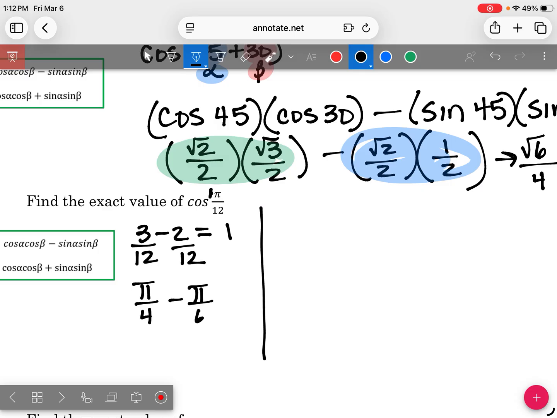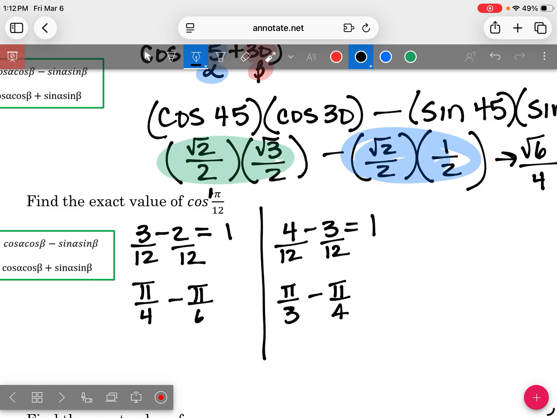If you don't want to do 3 minus 2, you could do 4 minus 3. And you put both of those over 12. That'll give you a pi over 3 minus a pi over 4. So we have a lot of options that we can use. We could do 9 minus 8. But you need to find two angles that when you subtract and then you reduce it, you get pi over 12.